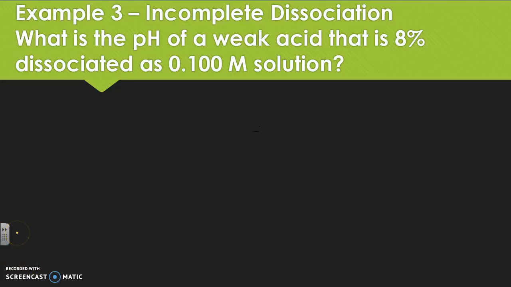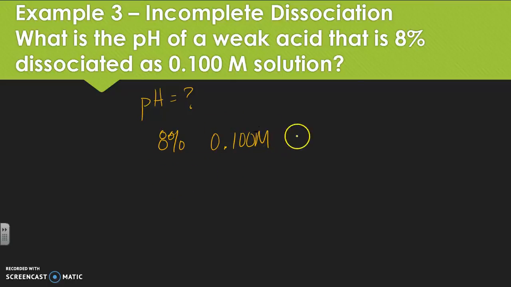Okay, last one here says, what if it's an incomplete dissociation? Then what if it's a weak acid and it doesn't completely break apart? All right, well, what does that mean? Well, that means here we have, what is the pH of something that only breaks apart 8% of the time? And the solution is a 0.100 molar solution. All right, well, that means that out of this, 0.08 of it's going to break apart.